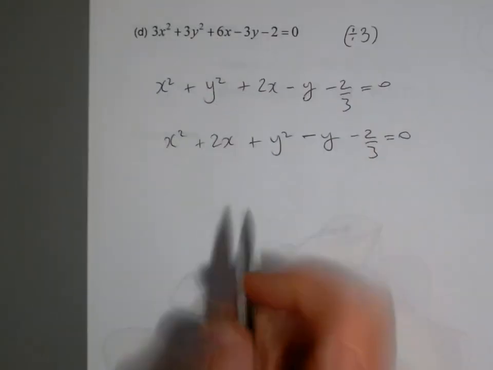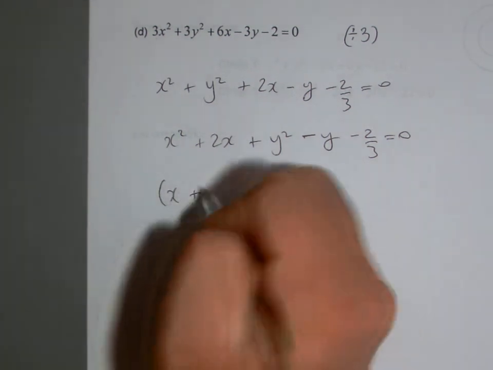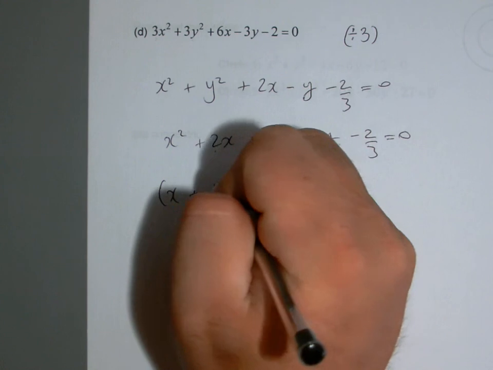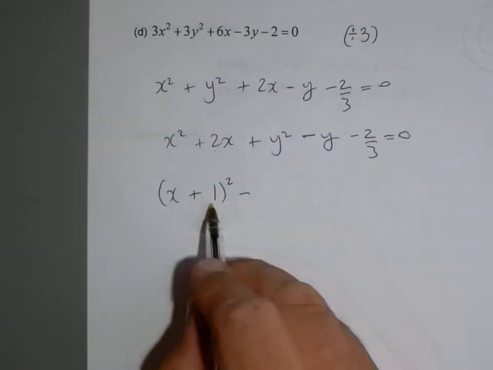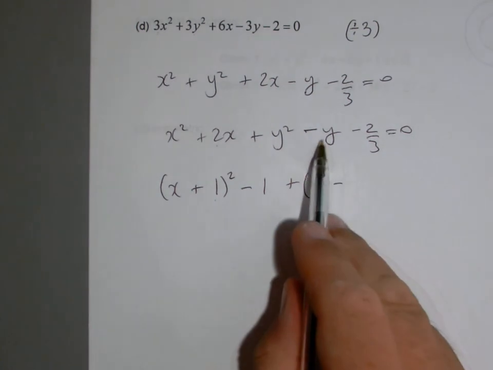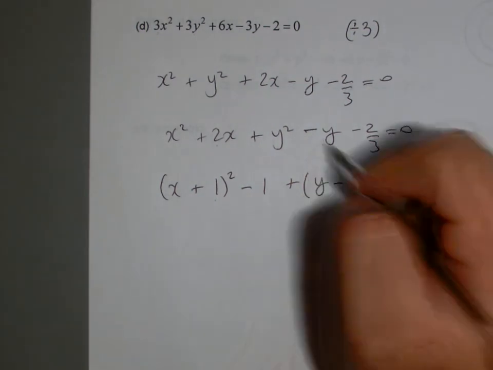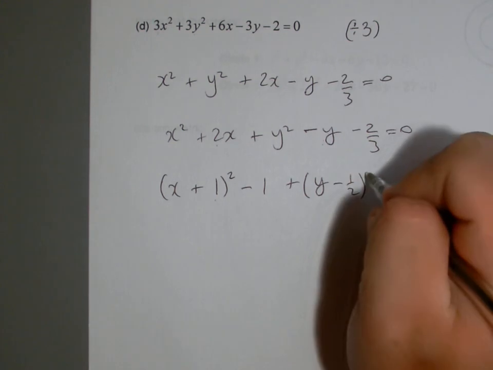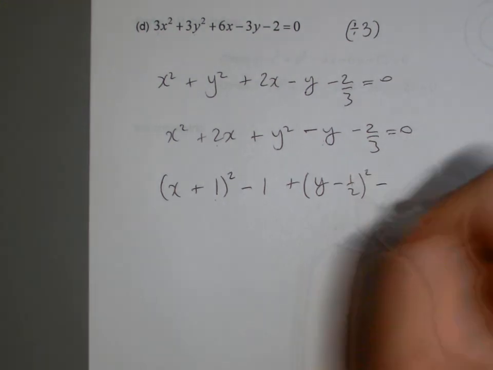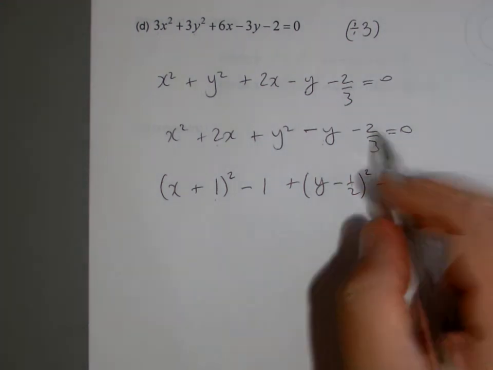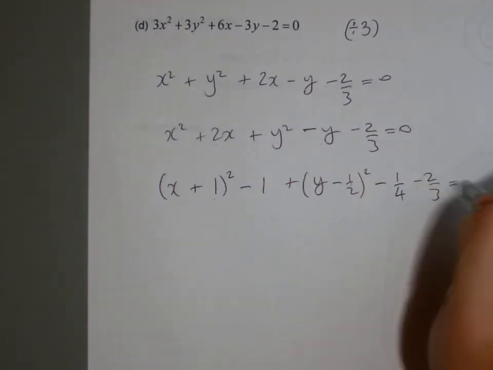Then we'll complete the square. So x plus, right, remember you've got to halve this. Take away then the square of this, which is 1. Same here then, we've got to halve this. So it's minus 1, isn't it? So if I halve it, it'd be minus half. Take away the square of it, which is a quarter. And then don't forget that negative 2/3 equals 0.